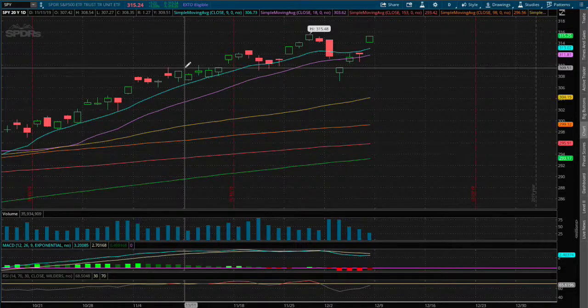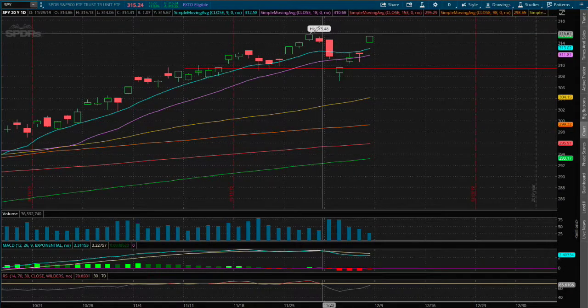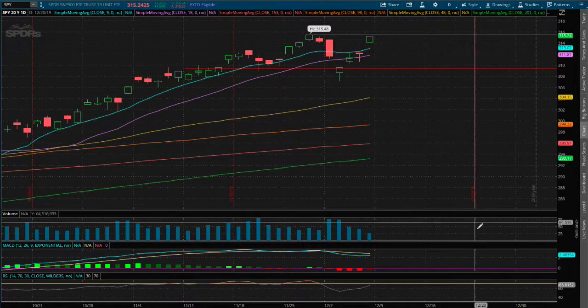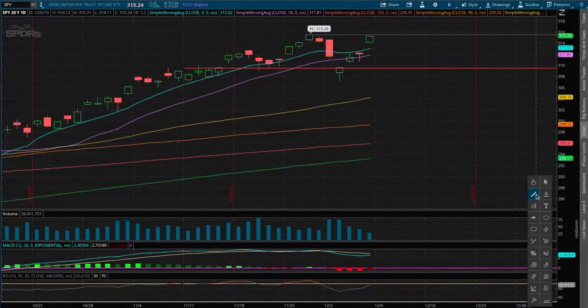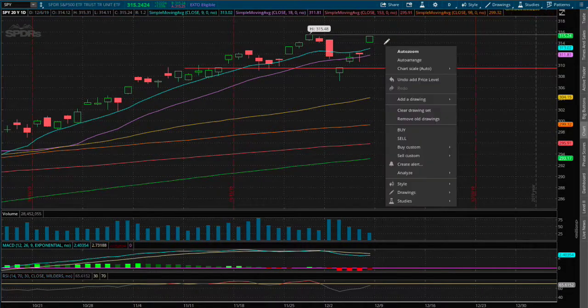around $309.50. And as for resistance, the all-time high back on November 27 at the price of $315.48. We are very near that. We may possibly breach that today or even in the coming days.